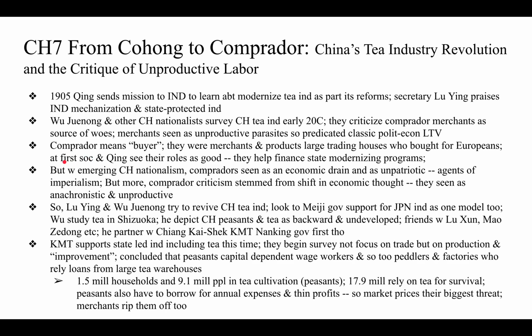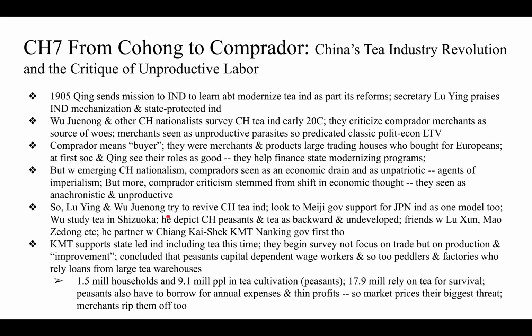And at first, society and the Qing government saw their roles as being good. They were thought to help finance the state's modernization programs. But with emerging Chinese nationalism, the compradors were increasingly seen as an economic drain and also as being unpatriotic and acting as agents of imperialism. But even more than this, the critique of the comprador stemmed from a shift in economic thought. They came to be seen as anachronistic and unproductive. So it's views of classical political economy which are focused on productive labor, right?